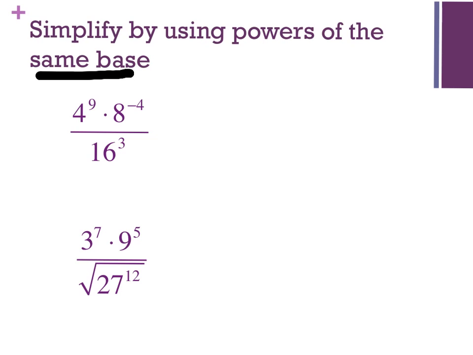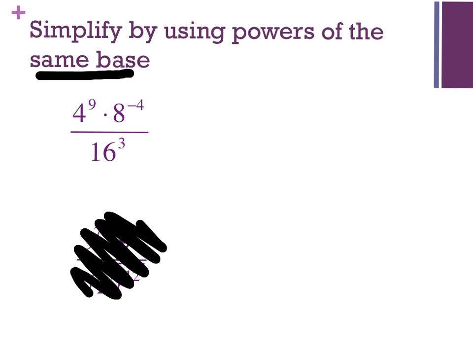So let's take a look at this first one. We're actually going to ignore the second one on this slide. In this case, our bases are 4, 8, and 16. Those are obviously not the same, so we can't do anything with them yet. But if we look at the word powers, we know that all of those numbers are powers of 2. So I can rewrite 4 as 2 squared, 8 as 2 to the third, and 16 as 2 to the fourth, and substitute those right into this problem.